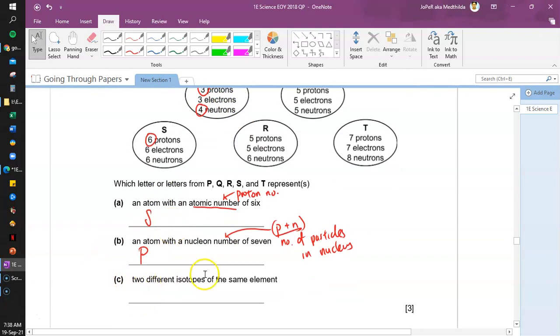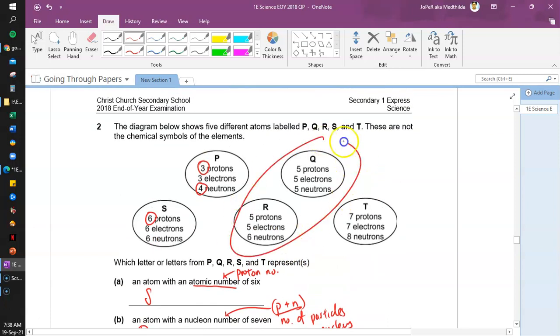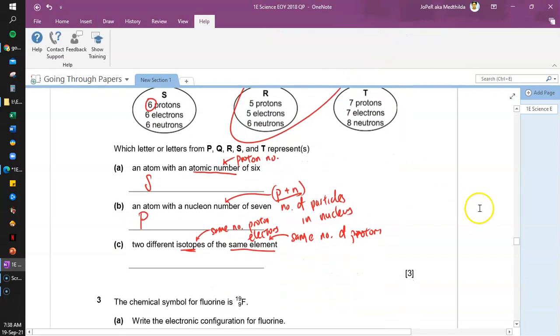Part C, 2 different isotopes of the same element. If they are the same element, they must have the same number of protons. Because they are isotopes, as mentioned, they must have the same number of protons. They must also have the same number of electrons. So if you look at all these possible answers here, 3, 6, 5, 5, 7, the answer is only these 2. So these 2 are isotopes. R and Q are isotopes.